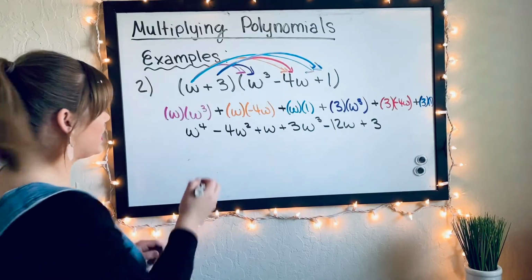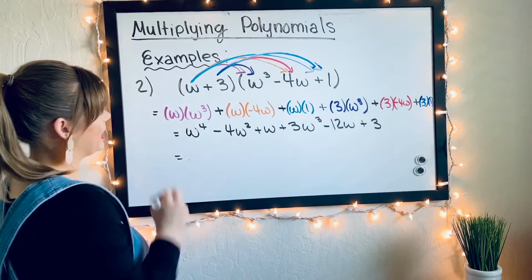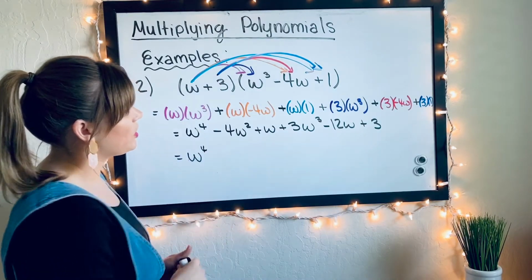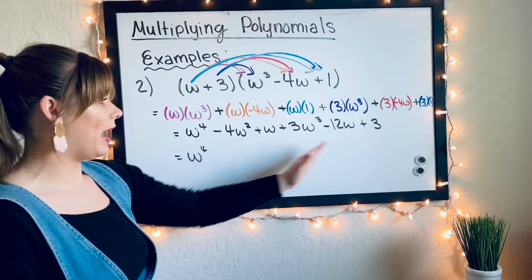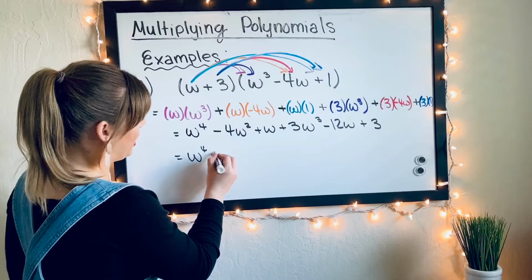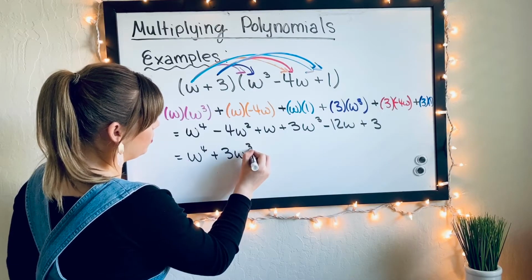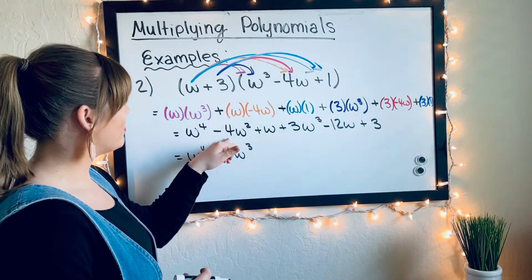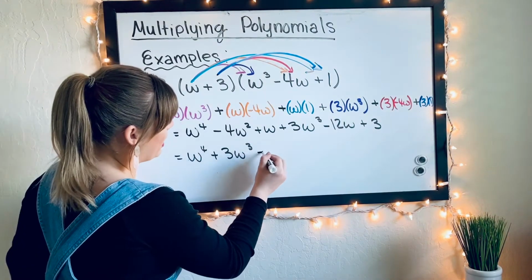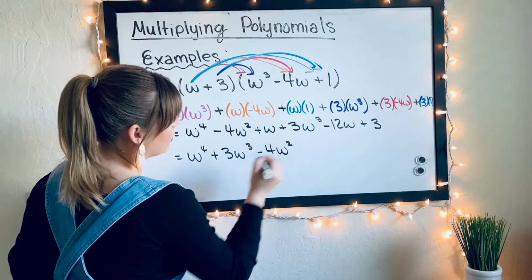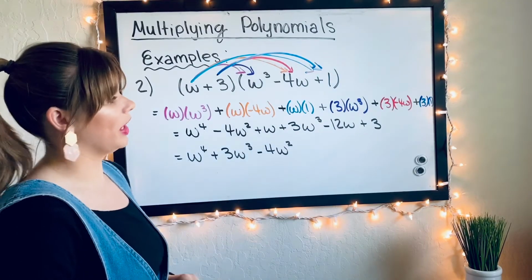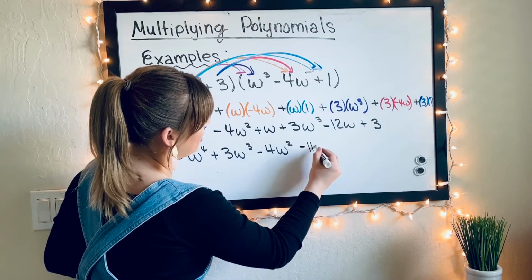Okay, so now let's reorder this. Add my equal signs in here. So w to the fourth. My next smallest term is 3w cubed. I don't have any other cube terms in here to combine that with, so it's just going to be plus 3w cubed. Now I have this minus 4w squared. I'm looking around. I don't have any other w squareds to combine that with. Okay. And then I have a w and then a minus 12w. So then I have minus 11w.